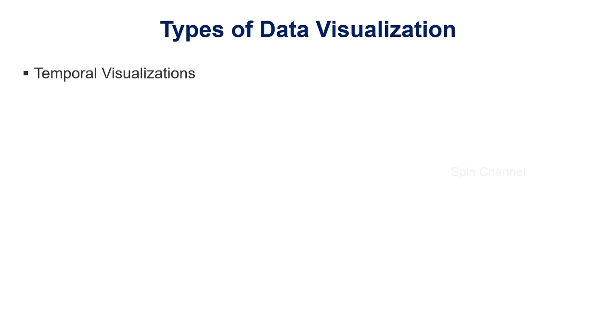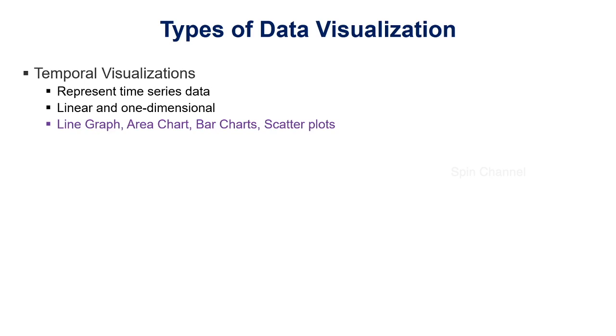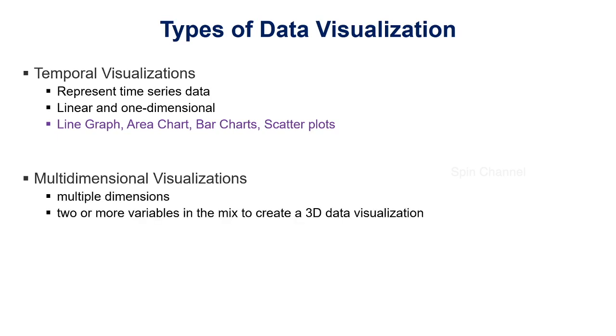Temporal visualizations are one of the simplest ways to represent time series data. Charts are called temporal only if they are linear and one-dimensional. Examples include line charts, area charts, bar charts, and scatter plots. In multidimensional data visualizations, there are always two or more variables in the mix to create a 3D data visualization. Examples include pie charts, scatter plots, histograms, and Venn diagrams.